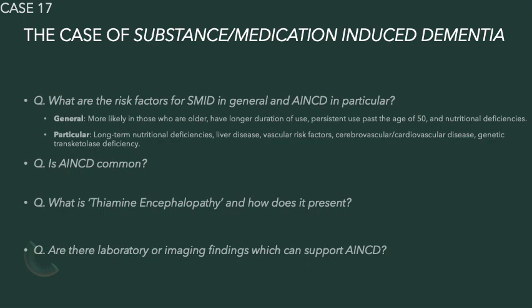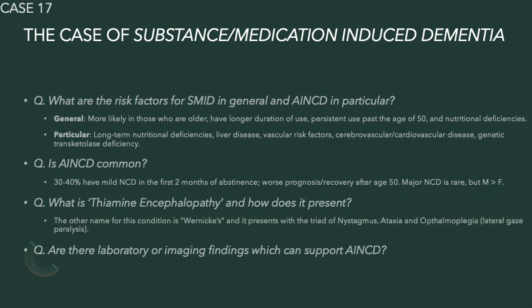Is alcohol-induced neurocognitive disorder common? 30 to 40% have mild neurocognitive disorder in the first 2 months of abstinence, with worse prognosis and recovery after the age of 50. Major neurocognitive disorder is rare, but when it does occur, it's more common in males than females. What is thiamine encephalopathy and how does it present? The other name for this condition is Wernicke's. It presents with a triad of nystagmus, ataxia, and ophthalmoplegia, or lateral gaze paralysis.